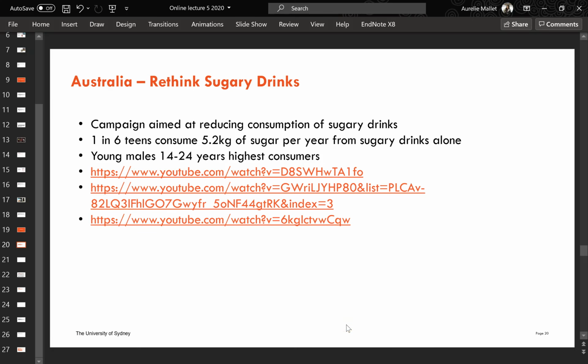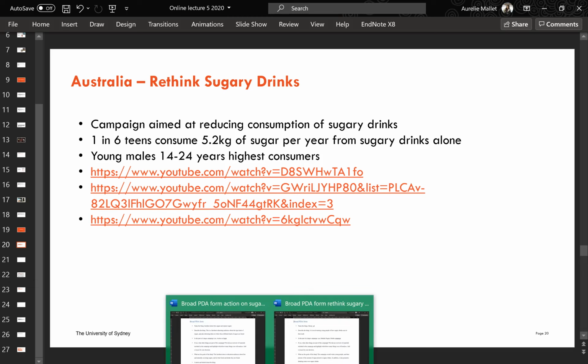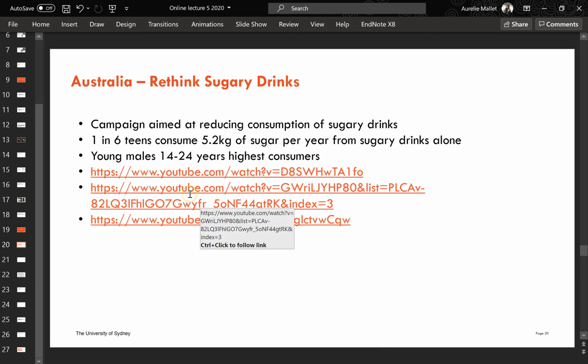Okay, so the reason why I wanted to show you that and to look at campaigns that already exist or have existed is because we can use this as examples as well. So, how do we do that? I've showed you this already, and this is something we've done in tutorials already. We can use existing materials as models to create new ones, and we do this by doing a broad PD analysis. So let's have a look at a broad PD analysis of the second ad.